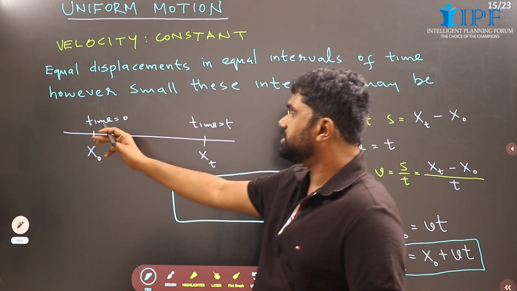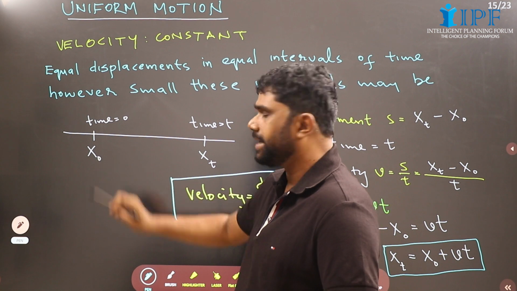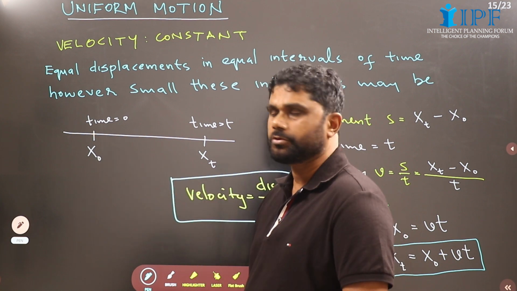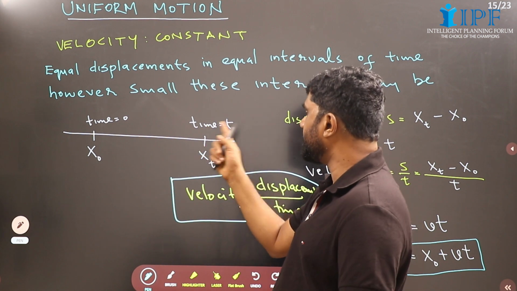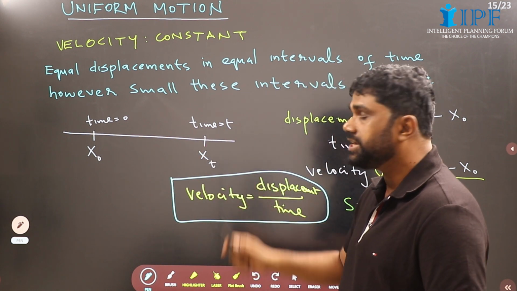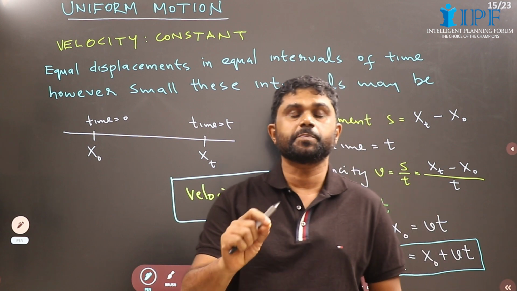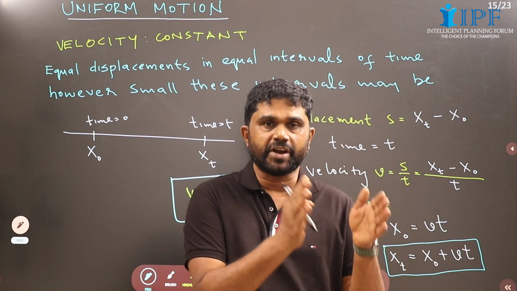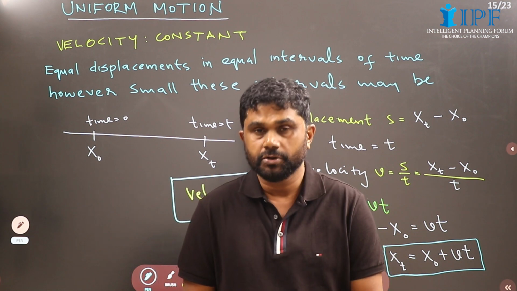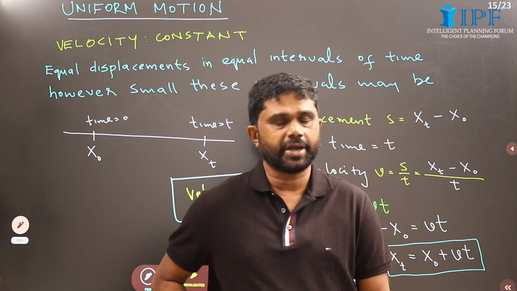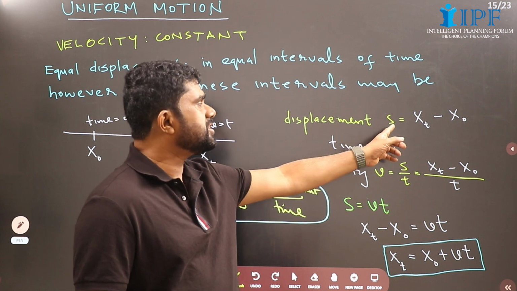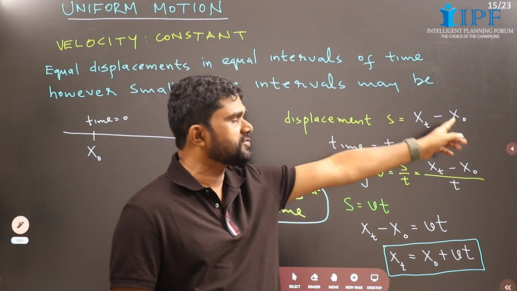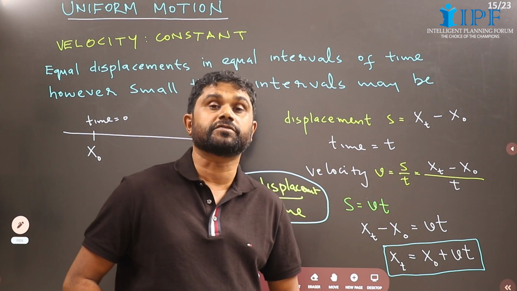So suppose the body starts from x0, the initial position coordinate, when time equal to 0. And after some time, say time equal to t, its position coordinate is x of t. Displacement is the change in position. In physics, change always means final value minus initial value, as I have told you earlier. So the displacement, represented by capital S, is equal to final position x of t minus initial position x of 0.